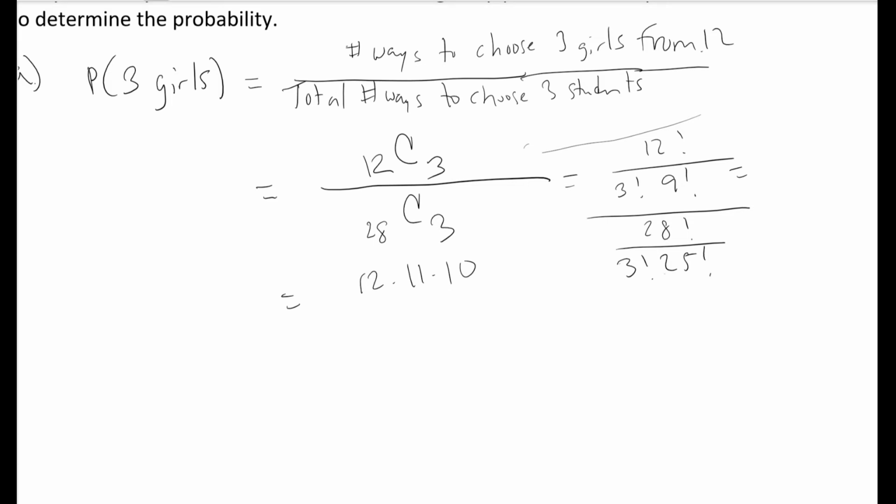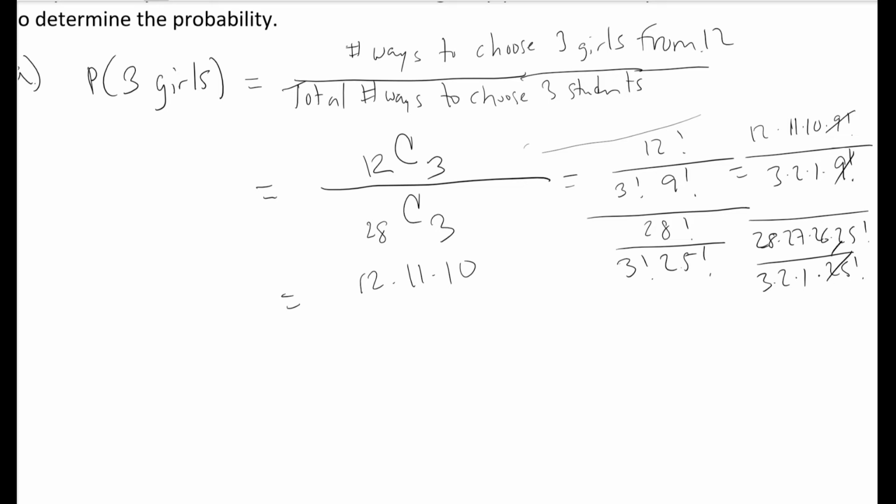So here we're going to do 12 times 11 times 10 times 9 factorial, over 3 times 2 times 1. And then we're going to stop with the 9 factorial so we can cancel that out. Alright, same thing here. We're going to do 28, 27, 26, but then 25 factorial. 3 factorial is 3 times 2 times 1. 25 factorial is just 25 factorial, so that way they cancel.